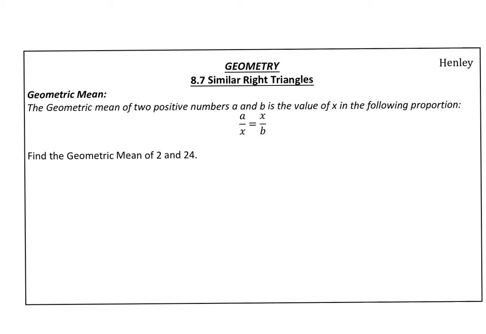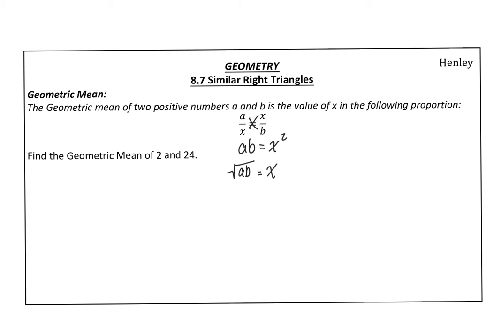Geometric mean. The geometric mean of two positive numbers a and b is the value of x in the following proportion. A over x equals x over b. You cross multiply and you will get a times b equals x squared. So x equals the square root of a times b.